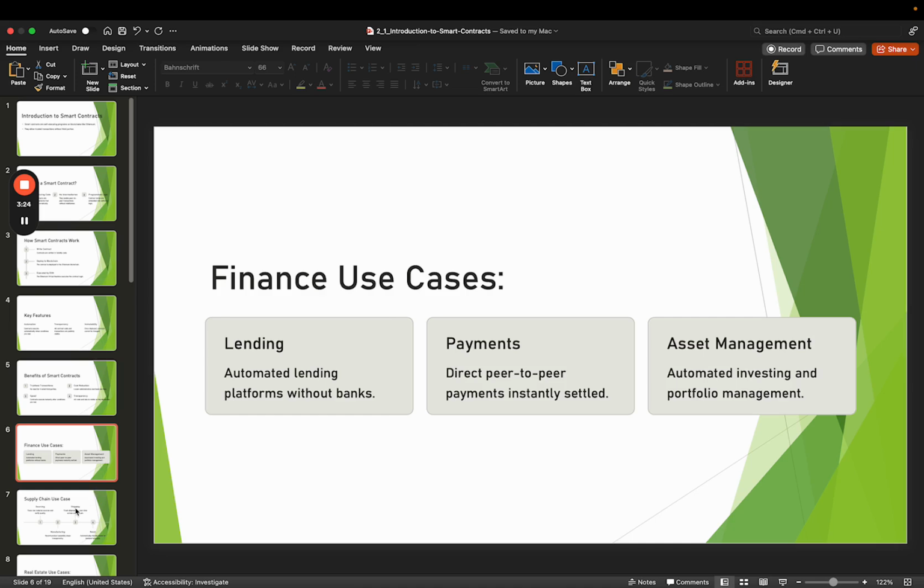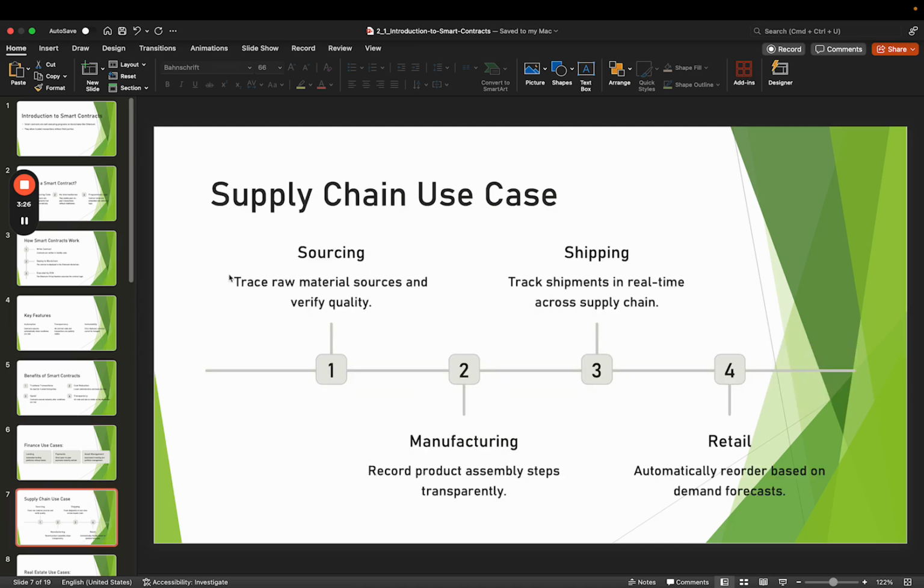Moving on to the use cases in supply chain. In supply chain, smart contracts improve transparency and efficiency. They can track goods from origin to destination, ensuring authenticity and timely delivery. This reduces fraud and errors as each step is recorded on the blockchain and is accessible in real time. As you can see here on this slide, there are all the steps listed where you can use smart contracts.